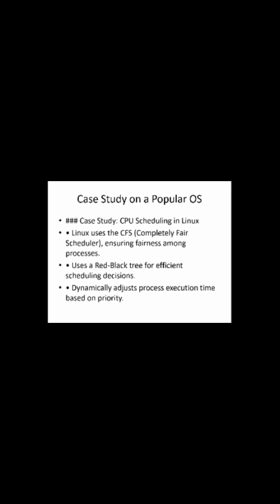Challenges in CPU scheduling: starvation, overhead, fairness, and real-time scheduling. Starvation: some processes may never execute. Overhead: too much context switching reduces efficiency. Fairness: ensuring all processes get fair CPU time. Real-time scheduling: ensuring strict timing constraints in critical applications.